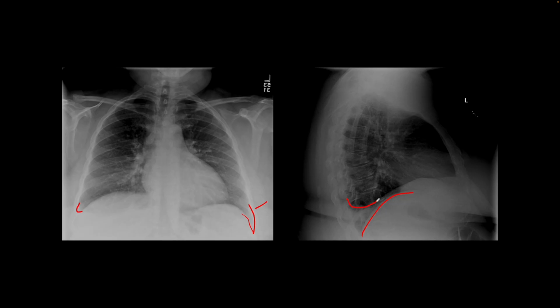That's the silhouette sign, and the diaphragm that continues all the way to the anterior chest wall is the right hemidiaphragm. And so this patient has a small right-sided pleural effusion, and we just went over how to recognize it on the frontal and lateral views of the chest.